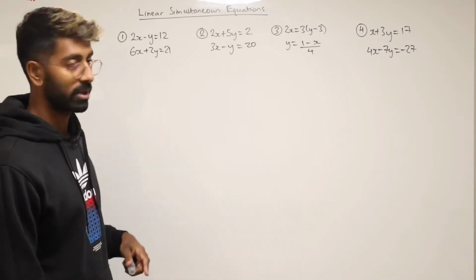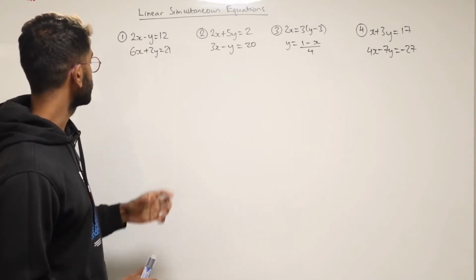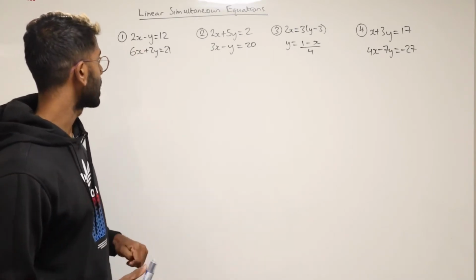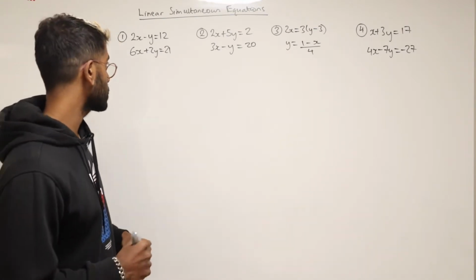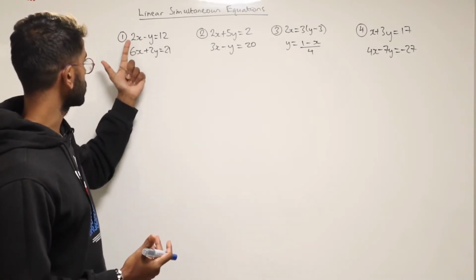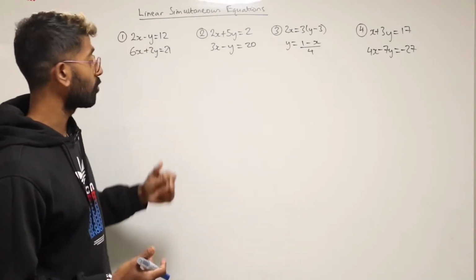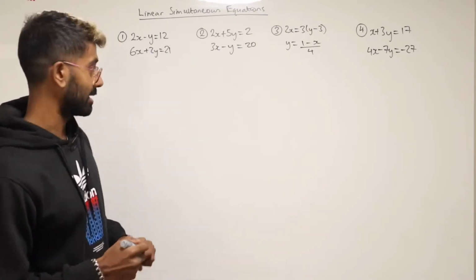So we'll get cracking at number 1. Now we've got 2x minus y is equal to 12, and then 6x plus 2y equals 21. I'm going to go with the method of elimination for the first one. Now, when we're eliminating, what we need to do is make either the coefficients of x the same or the coefficients of y the same. I'm going to choose to make the coefficients of y the same for this one.